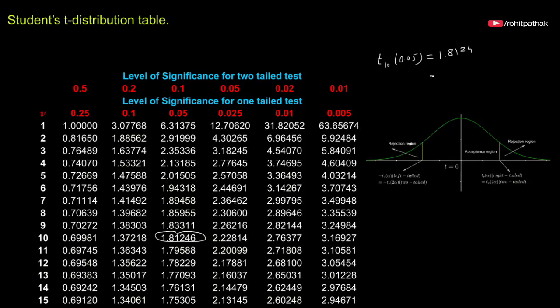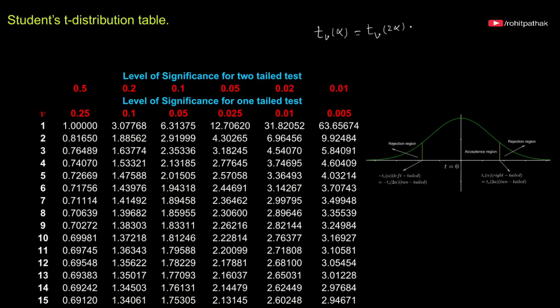And this is the same as the critical value of t at 10 degrees of freedom at 10% level of significance. That means t10 at 0.10 has the same value, 1.8124. This table is for right-tailed test at given degrees of freedom at given level of significance. T nu alpha for right-tailed test is the same as T nu 2 alpha for two-tailed test. So these two values are equal in the table.